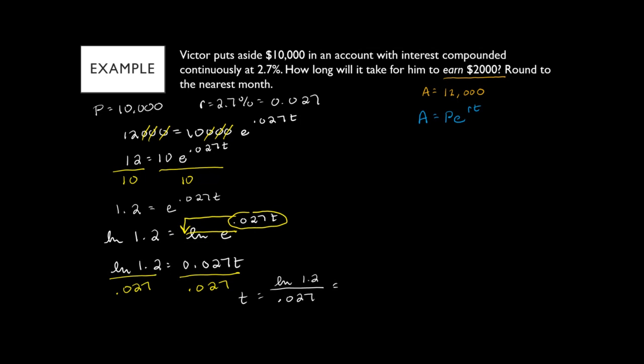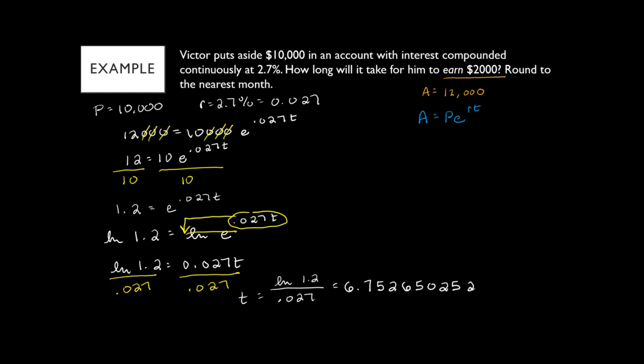So I'm going to put this in my calculator. And I like to do it all in one step. Make sure that if you have parentheses around the 1.2, you close it before you hit the division symbol. And you should get 6.752650252.